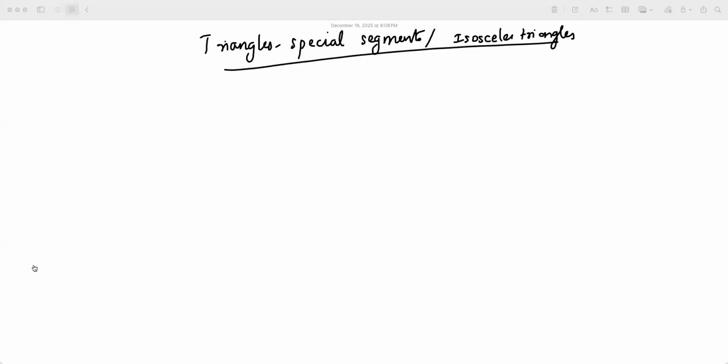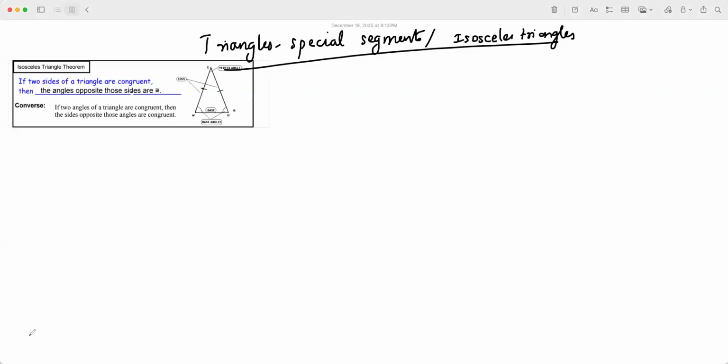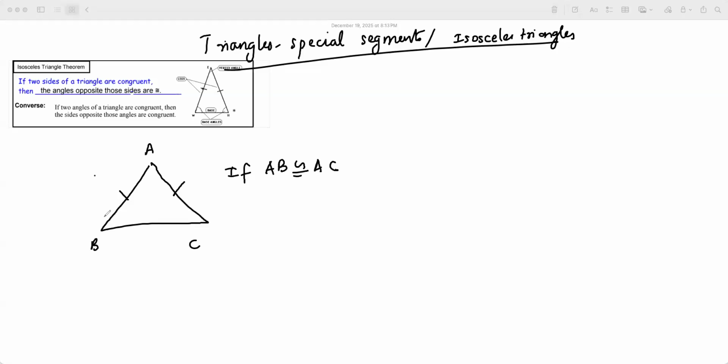Now, you need to know this theorem first. Before we get started, you need to know this theorem. This one you already know, guys, but I'm just telling you again. This is the isosceles triangle theorem. Isosceles triangle theorem means two sides are equal. So, if two sides of a triangle are congruent, what does it say? If AB is congruent to AC, then the angles opposite to the sides, angle B is congruent to angle C.